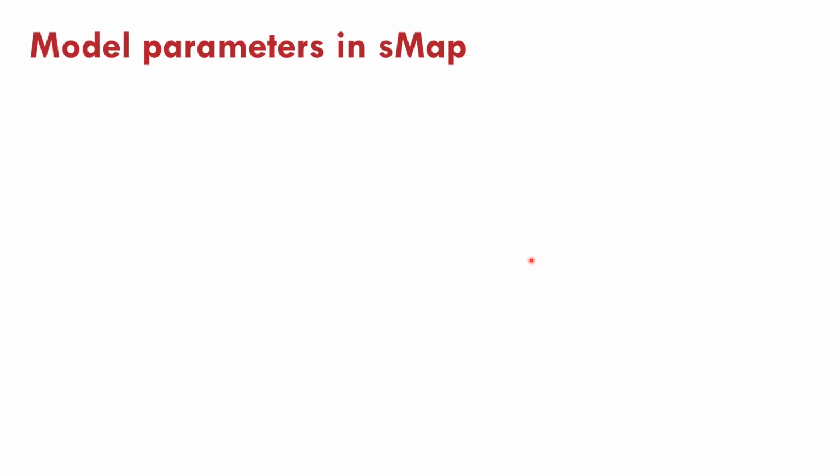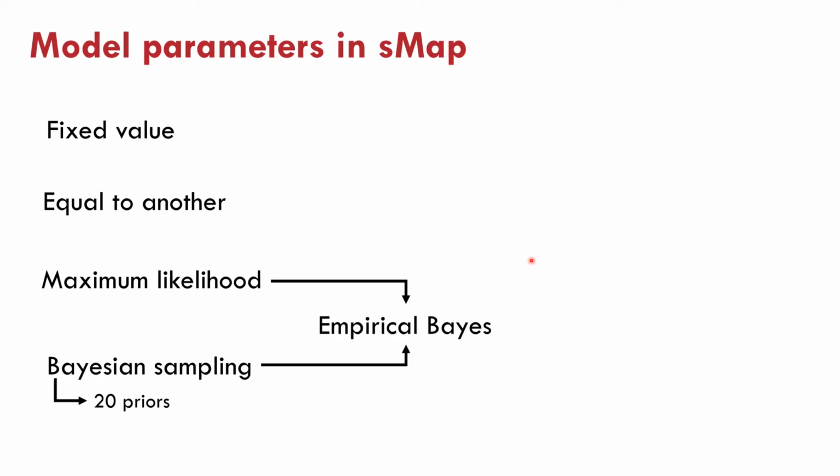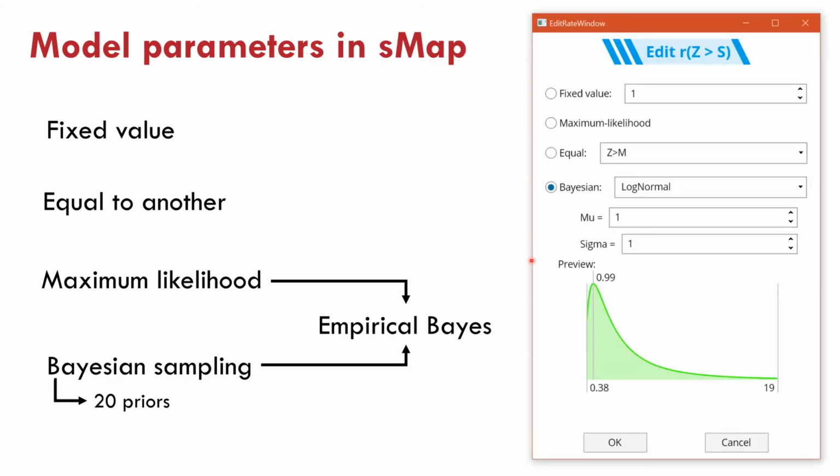So as I was saying before, model parameters in sMap can either be fixed to a certain value, forced to be equal to another parameter, or estimated independently using maximum likelihood or Bayesian sampling, and we have 20 different prior distributions. Another thing that you can do is to combine these last two approaches in an empirical based approach. So first you compute a maximum likelihood estimate, and then you use that estimate to inform your prior for a Bayesian analysis. And again, sMap has a nice interface for specifying these parameters. And here, for example, if you choose a Bayesian approach, you get a preview of your prior distribution, so you can actually check that it fits with what you were thinking about.